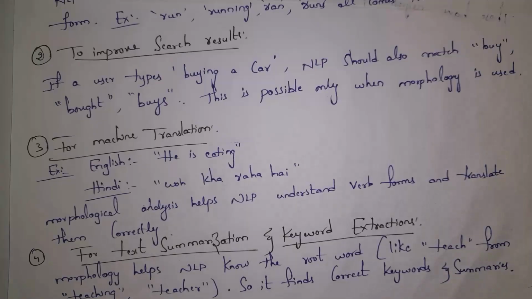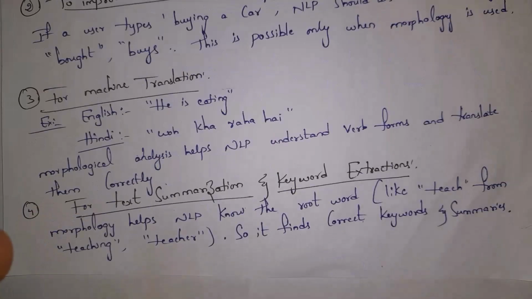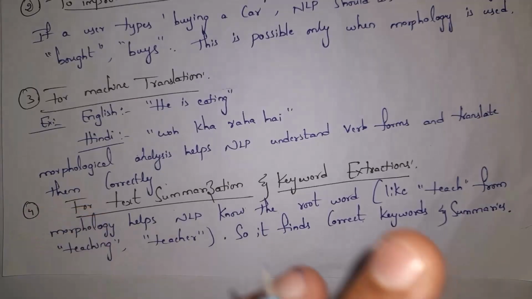As for example, with the help of morphological parsing and modeling, we can convert one language to another language. For example, I will type he is eating. Then easily I can convert English to Hindi or English to Telugu. And this translation will be correct because of morphological parsing and modeling. And the fourth one is for text summarization and keyword extraction.